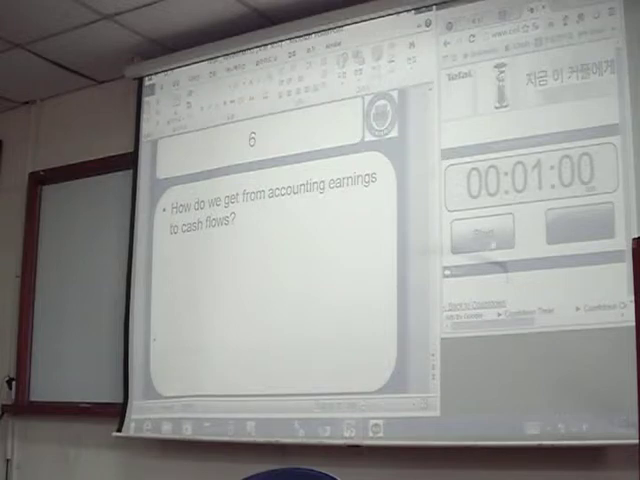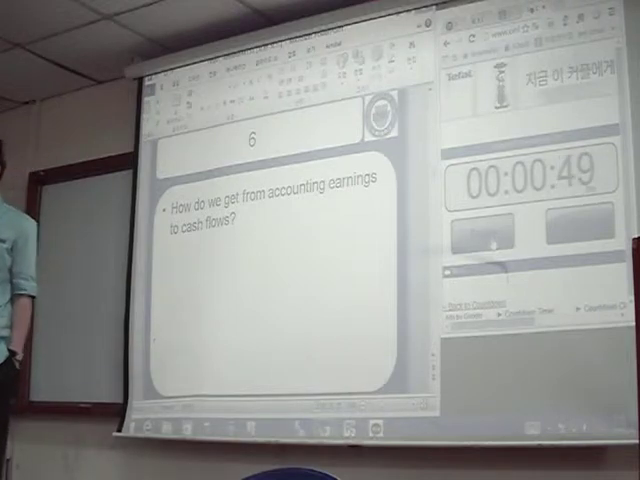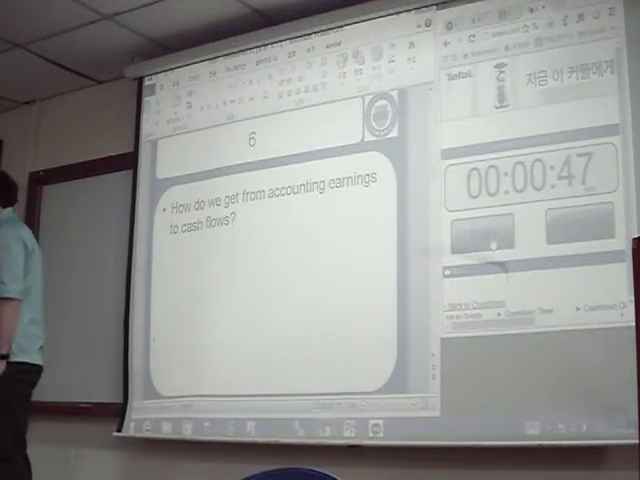And we want to change from accounting earnings to cash flow. What do we need to do? We can write down an equation that we can use, or just write it down in English. What do we need to add or subtract to the accounting earnings to make cash flow?